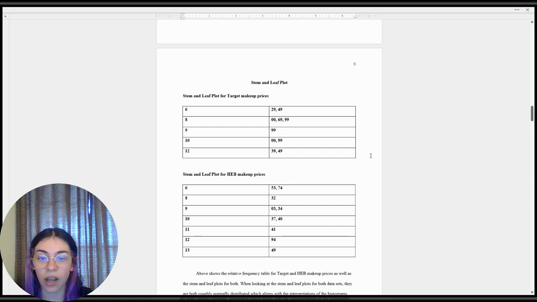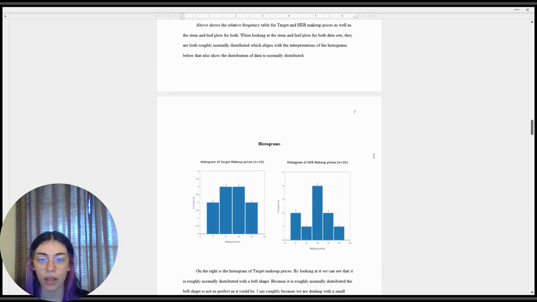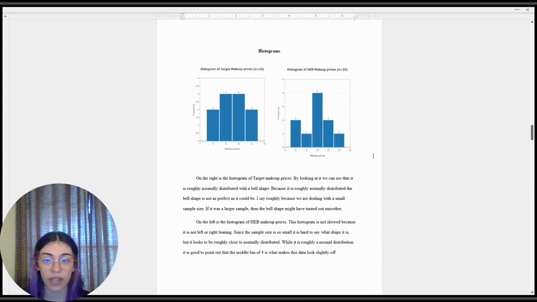So the stem and leaf plots for both of them, if you were to turn them to the side, you would be able to see that they are both normally distributed. H-E-B's does look slightly different, but that is only because it has a larger variation in prices. With that being said, they both are still normally distributed, which is upheld by these histograms down here.